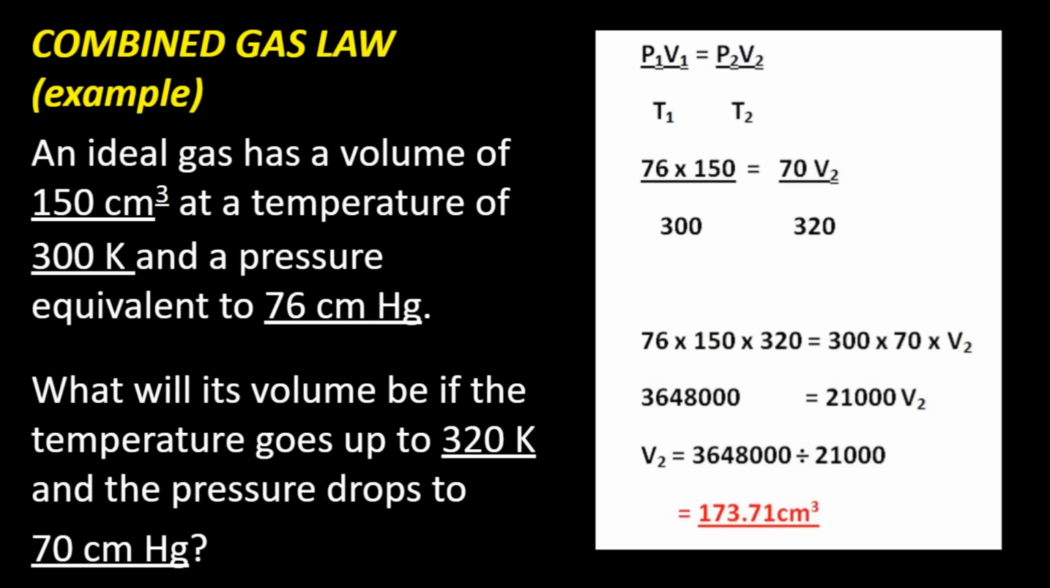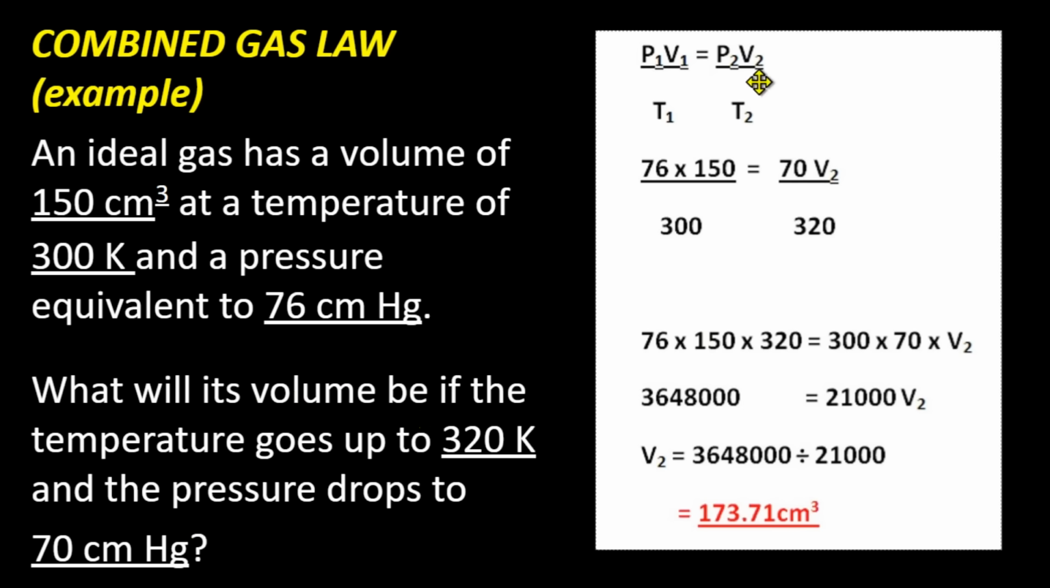Here we have an example question with the combined gas law. An ideal gas has a volume of 150 cm cube at a temperature of 300 Kelvin and a pressure equivalent to 76 centimeters mercury. What will its volume be if the temperature goes up to 320 Kelvin and the pressure drops to 70 centimeters mercury?